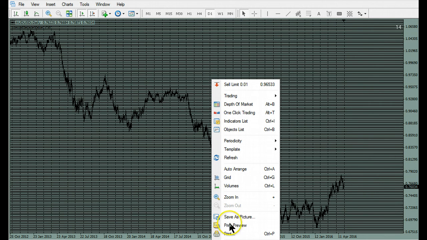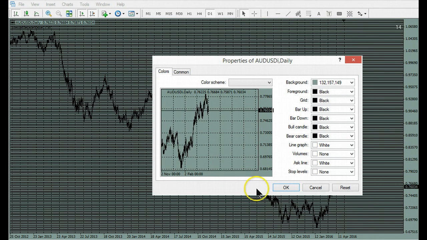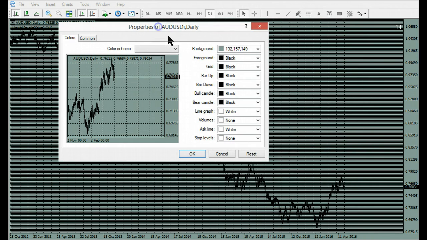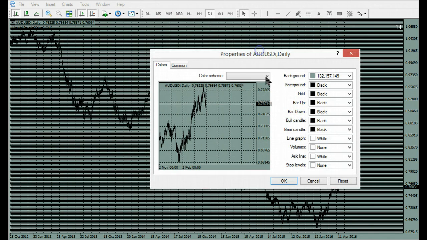So if you go to properties, unfortunately you can't see the video here. If you hit F8 on your keyboard, go to properties. It's actually off the screen, and I can't drag the platform up. And the properties of the chart are quite critical.